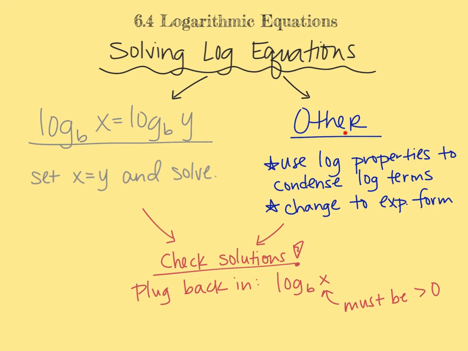Other means if we have most likely 3 terms and 2 of them are log terms, we want to use log properties, specifically the product and quotient, to condense those log terms down to 1. Then you want to change from log form into exponential form. In general, once you've done that, you're able to solve pretty easily. Then, no matter what type of problem you have, because log functions have a restricted domain, you need to make sure that you check your solutions to make sure that they actually are viable solutions. We do that by plugging them back in and making sure that what's inside every log term is greater than 0.